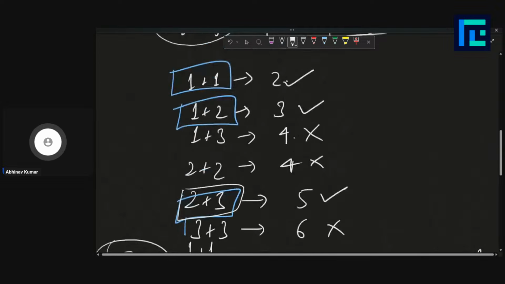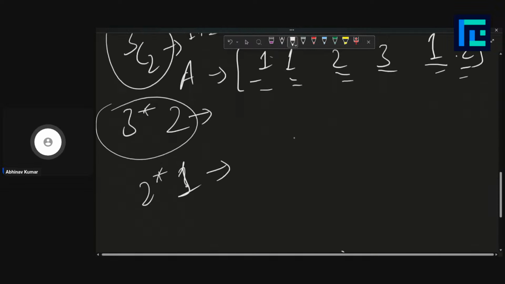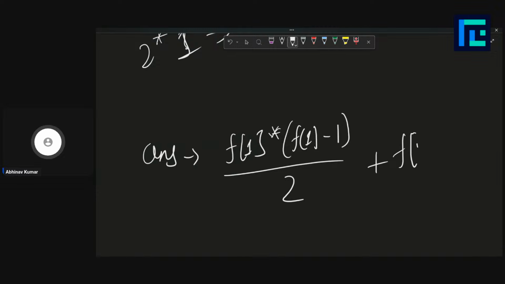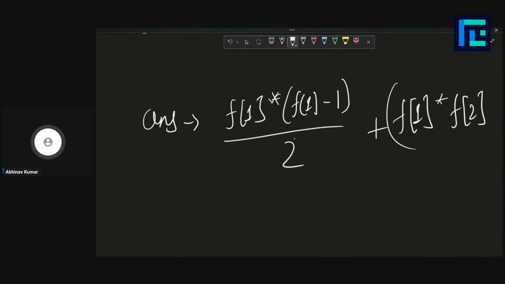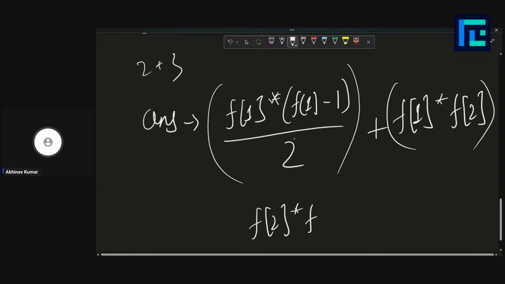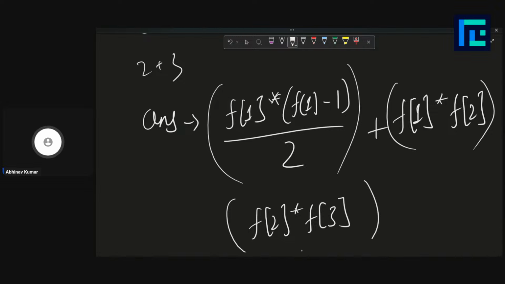Plus number of ways to get 1 plus 2 would be whatever is the frequency of 1, that many ways to pick a 1, and whatever is the frequency of 2, that many ways to pick a 2. So these would be the number of ways to get 1 plus 2. These would be number of ways to get 1 plus 1. And for 2 plus 3, number of ways would be frequency of 2 multiplied by frequency of 3. These would be the number of ways.